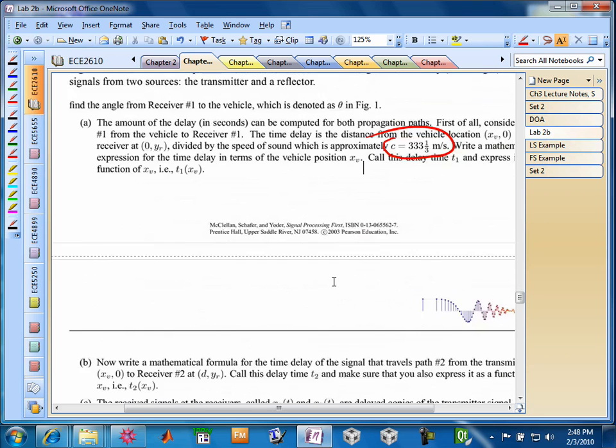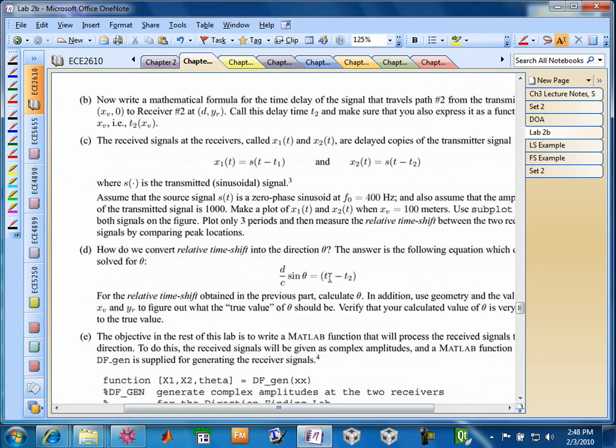But they ask you a bunch of questions over here. They ask you to model the signals received at the microphones as just time-delayed versions of the emitted signal, which is the 400 hertz tone. So we've studied this type of representation where you delay a signal by T1 and T2 seconds.